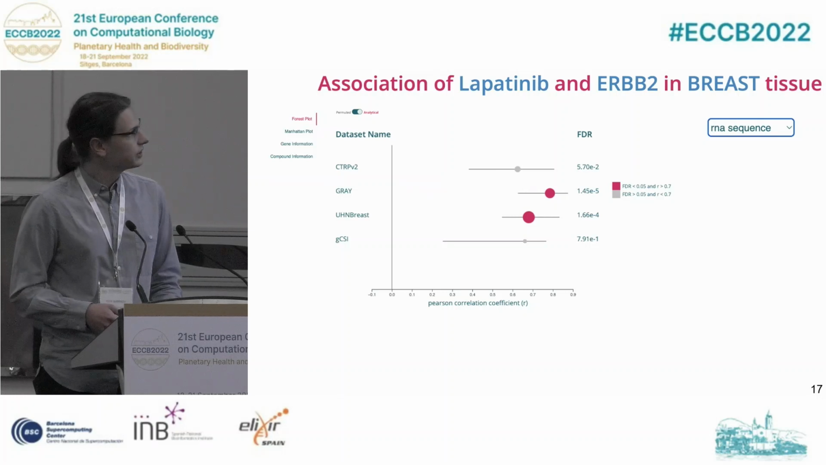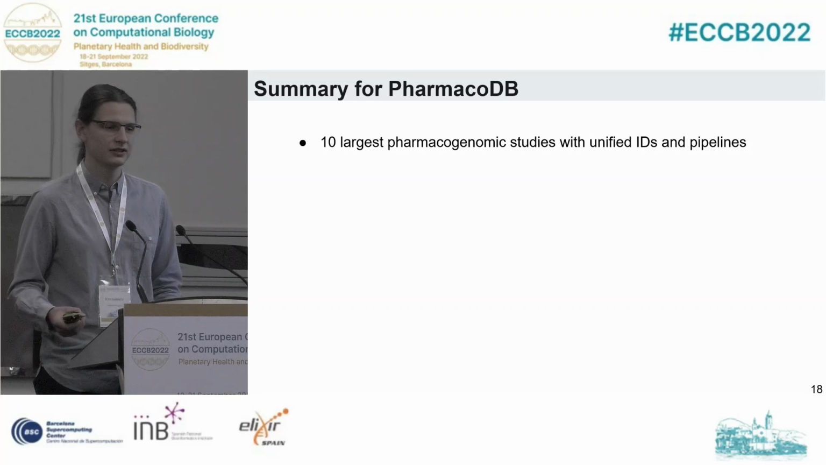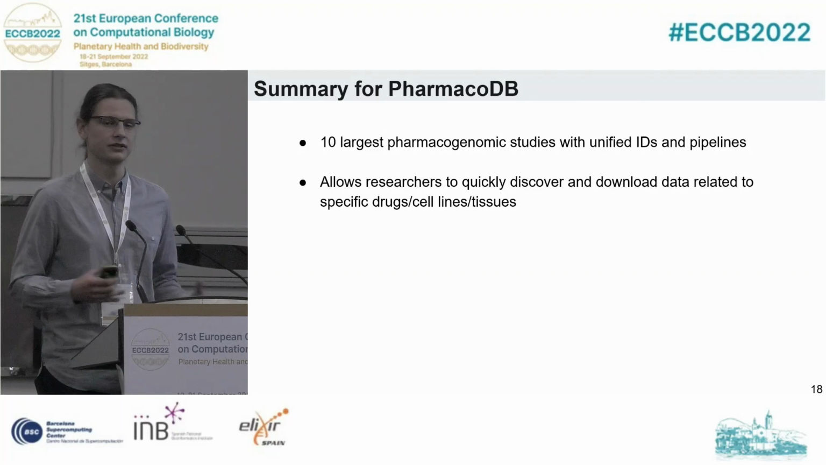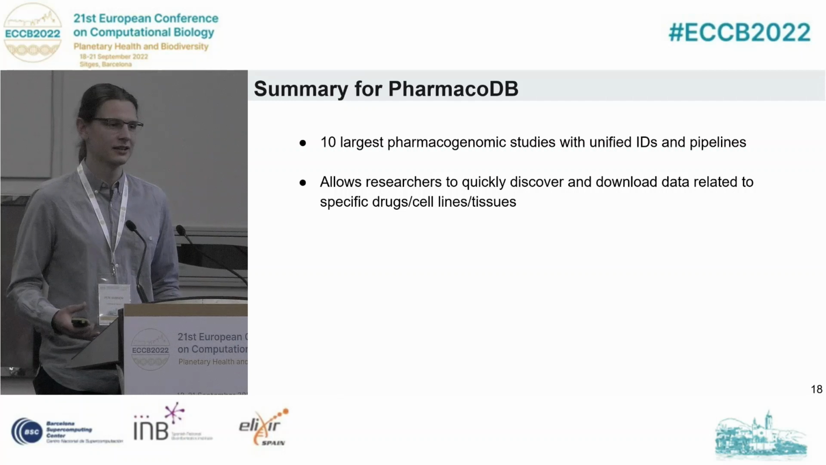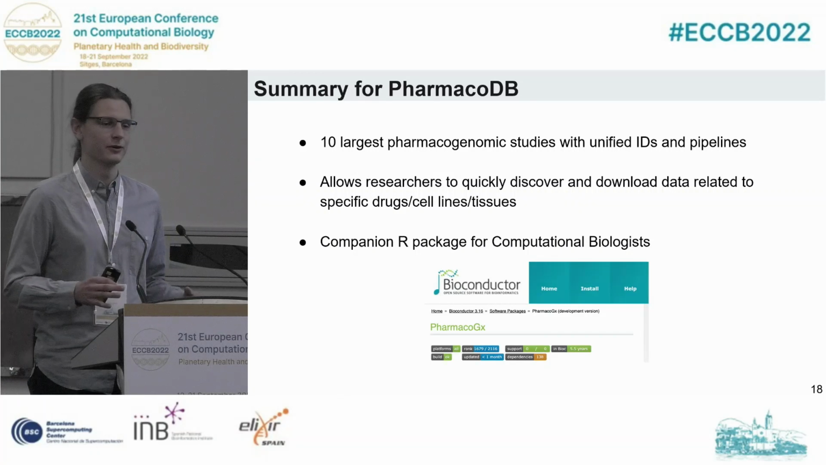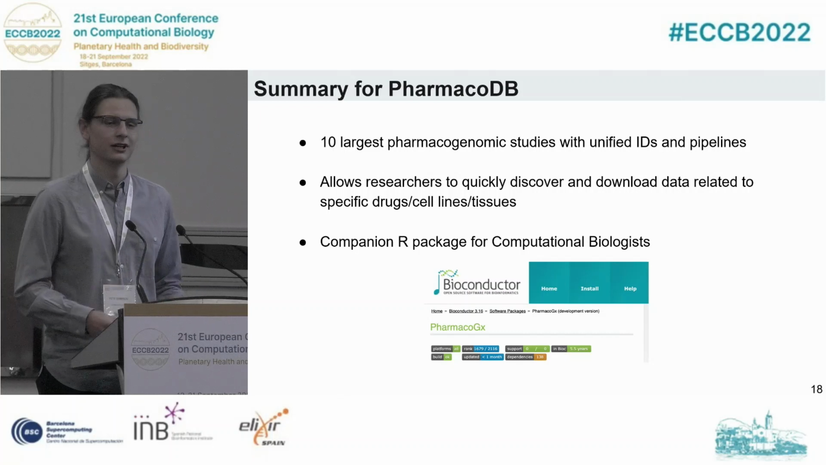So to summarize about PharmacoDB, it integrates the 10 largest pharmacogenomic studies with unified identifiers and unified pipelines. We hope that it'll allow researchers to quickly discover and download the data that's available, especially if you're interested in particular drugs or cell lines. And if you're a computational biologist that likes to do everything through command line, all the data is also available through a companion R package. It's called PharmacoGX. It's on Bioconductor. So our vision is that PharmacoDB forms the sort of vitrine that you discover data from. You can plan your study, and then you can do your heavy analysis moving into R or a similar programming language.